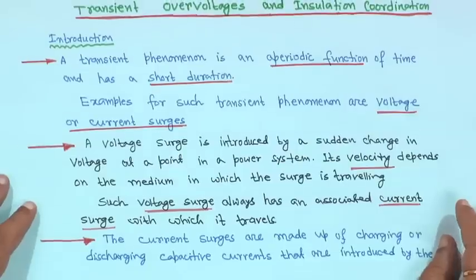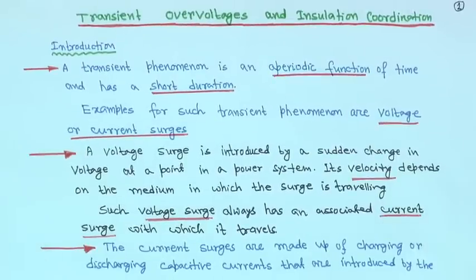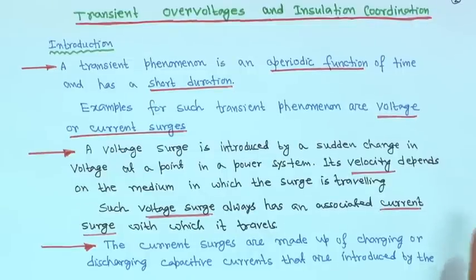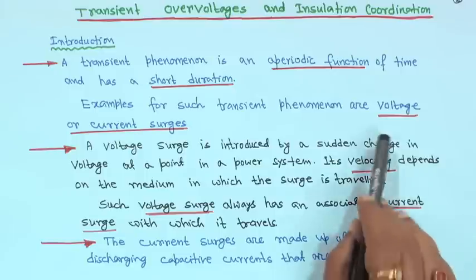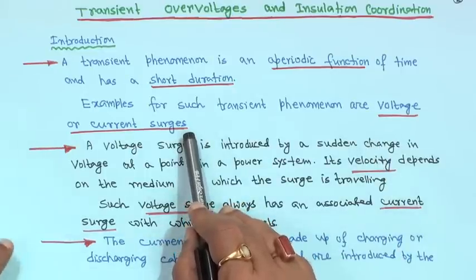transient overvoltage and insulation coordination. So, this is a new topic, transient overvoltages and insulation coordination. Let us see first what exactly it is. A transient phenomenon is an aperiodic function of time and has a short duration. You know that any transient phenomenon is an aperiodic function of time with very short duration. Examples of such transient phenomena are voltage and current surges.